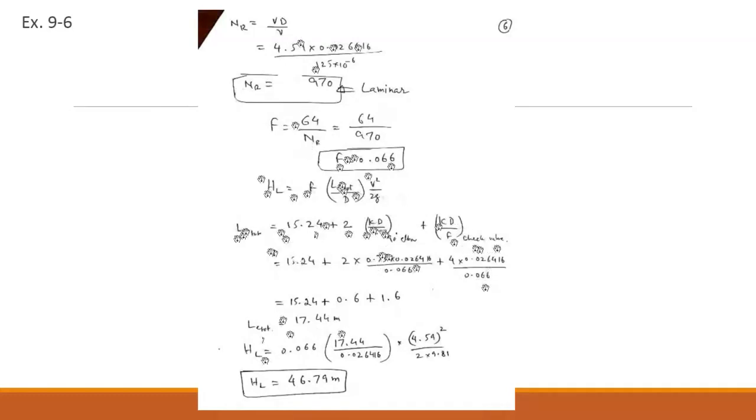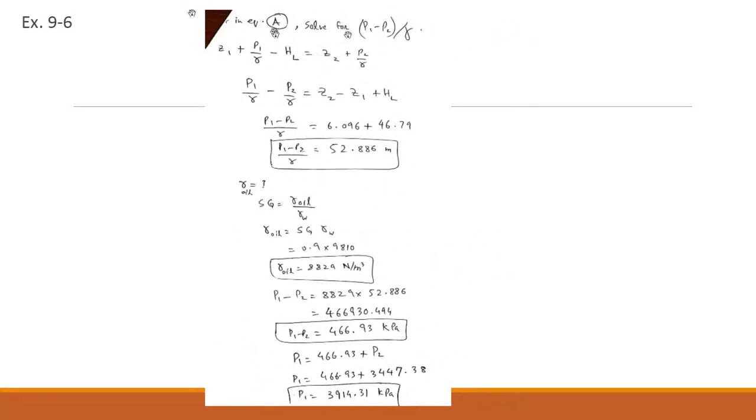Once done, we can put this equivalent length here to get the head loss. f is, of course, the friction factor we know, 0.066. The equivalent length I put here. D, again the diameter, we know that. V squared, we found V, and 2g we know that. So we simplify to get the head loss, which is 46.79 meters. Okay, we get HL. But again, HL would be used only in the energy equation to get P2.